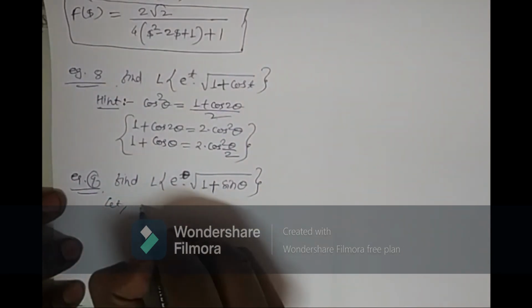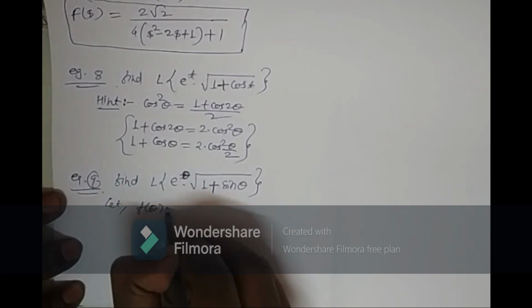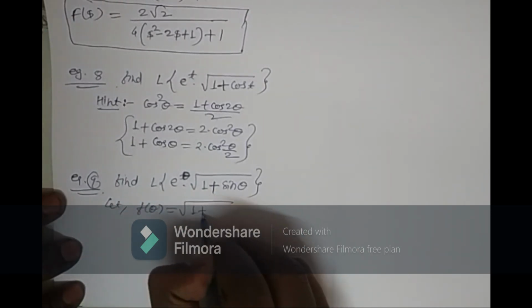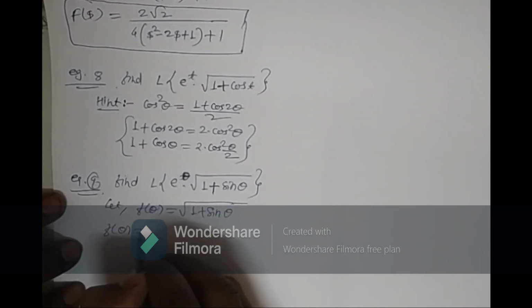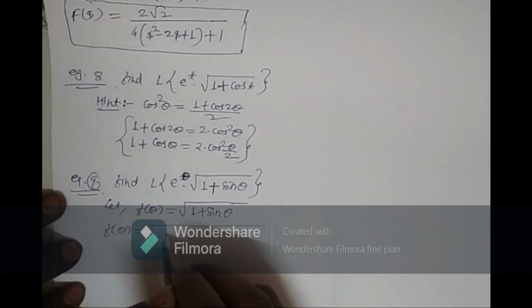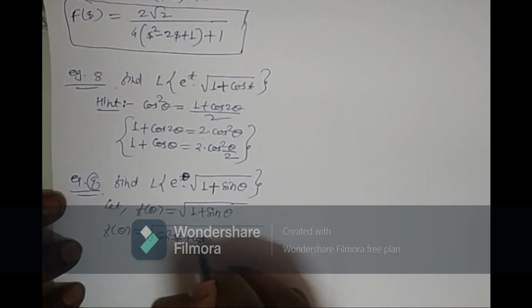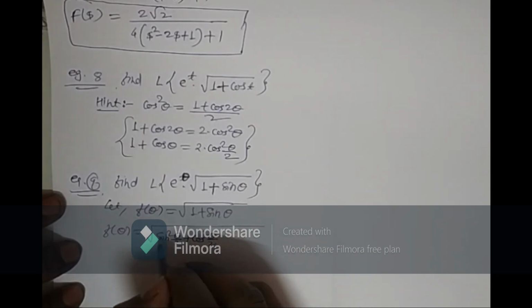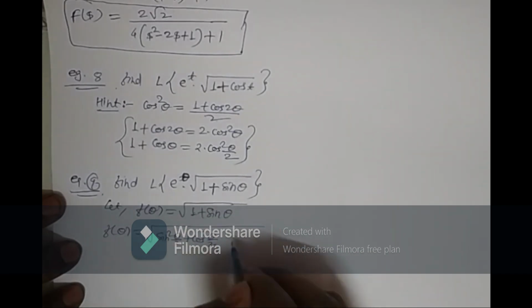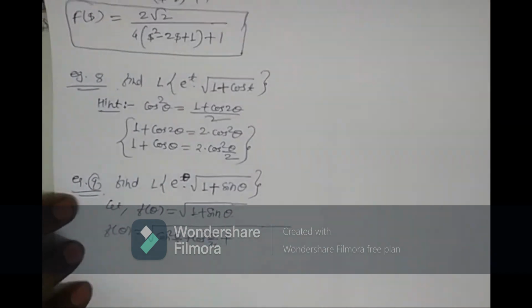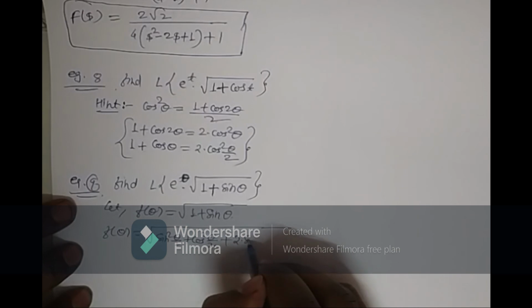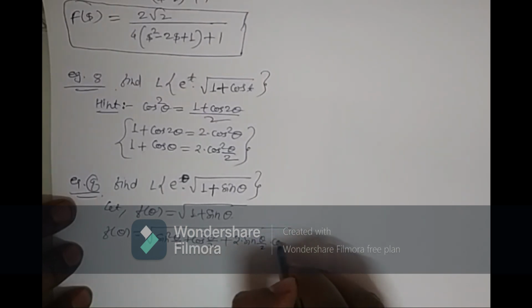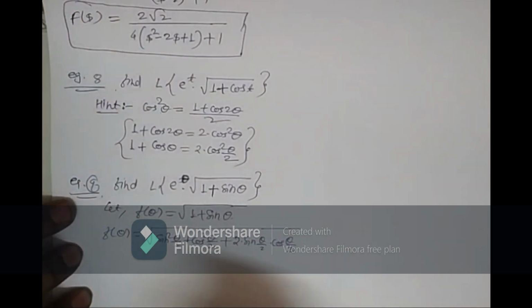Let f of theta be equal to under root 1 plus sin theta. Now f of theta can be written as under root. Can we write this 1 as sin square theta by 2 plus cos square theta by 2? That is sin square theta by 2 plus cos square theta by 2 is 1, plus what is the formula of sin theta? For this we can write 2 sin theta by 2 into cos theta by 2. How have I written this?